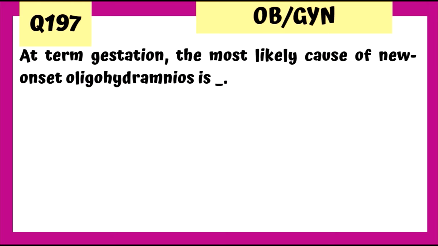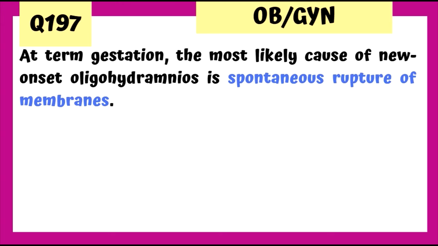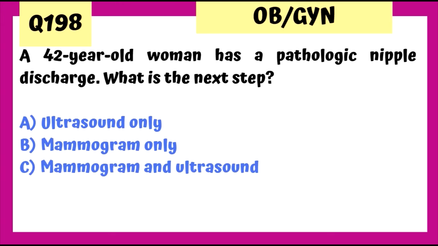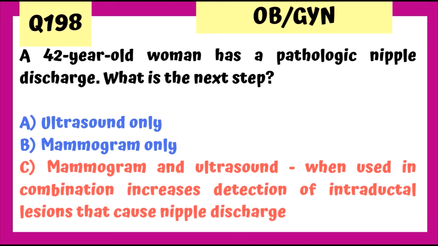Question 197. At term gestation, the most likely cause of new onset oligohydramnios is breaking the bag of waters, spontaneous rupture of membranes. 198. A 42-year-old woman has pathologic nipple discharge. What's the next step? We want to do both mammogram and ultrasound because both of them together greatly increase the detection of intraductal lesions, for example, a papilloma.